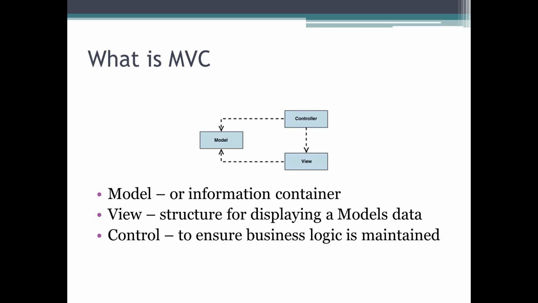Now the view. The view is the display structure for displaying a model's data. So the view takes the information from the model and presents it. The controller sits sort of in the middle, and what the controller does is it takes model information, ensures that business rules have been followed, and then pushes it onto the view.